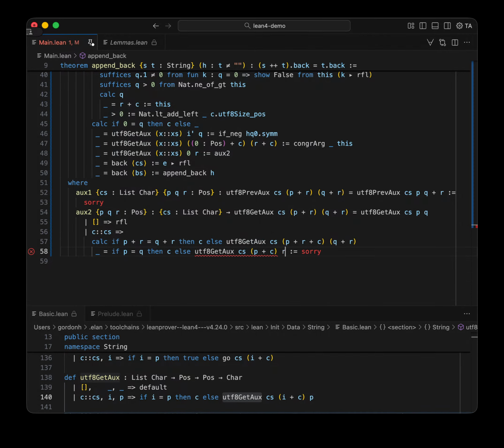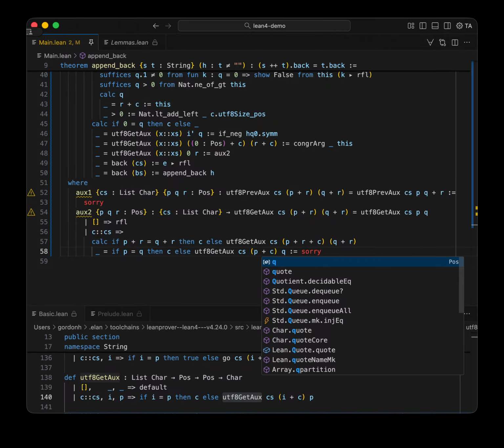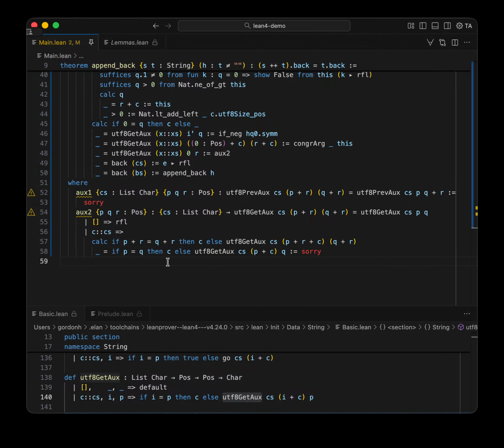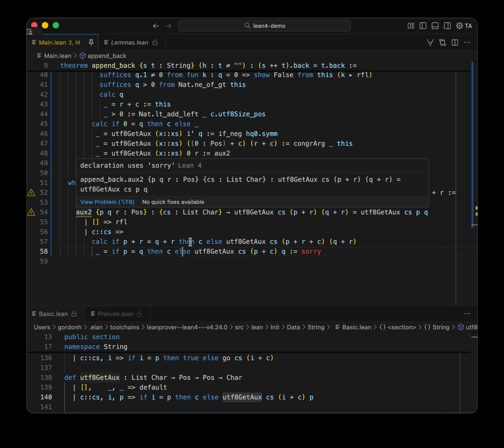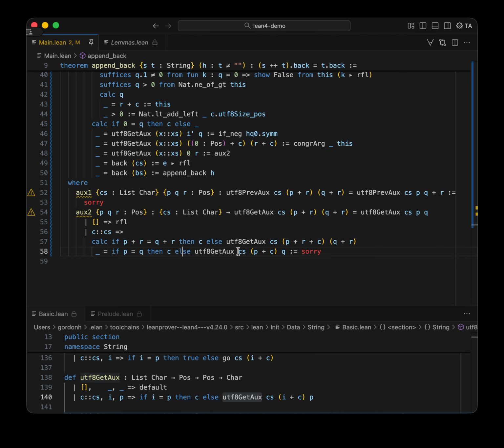P plus C and Q. Okay, great. How do we know these two things are the same? Okay, first of all, we can see that these two conditions are equivalent. And then on the true branch, they return the same thing. And on the false branch, they return something very familiar, which is just recursing back into the same auxiliary theorem, but with a smaller CS.